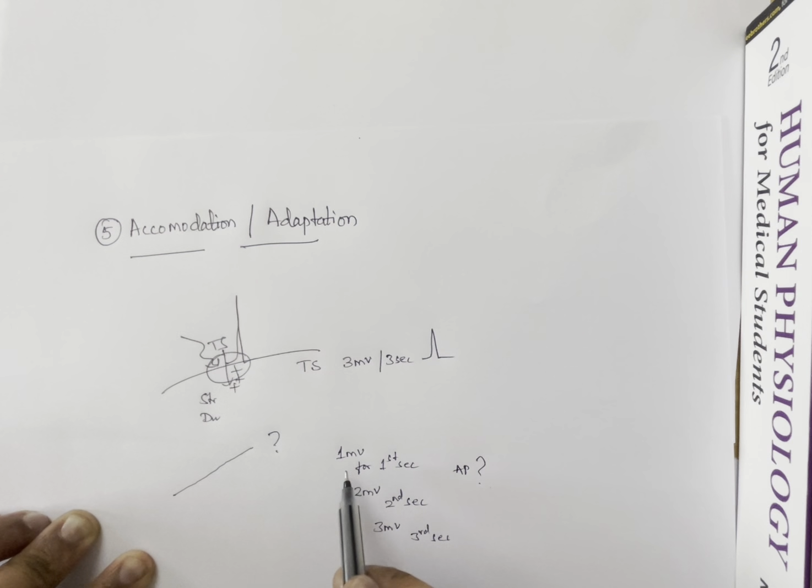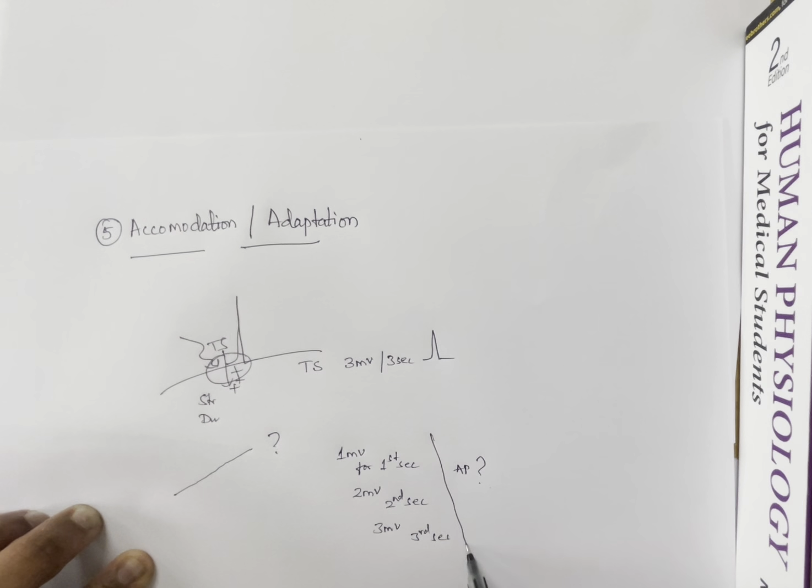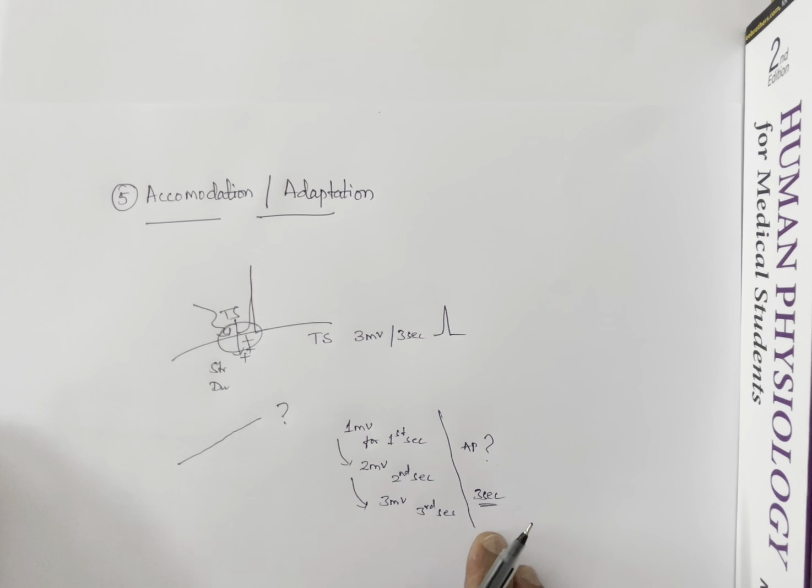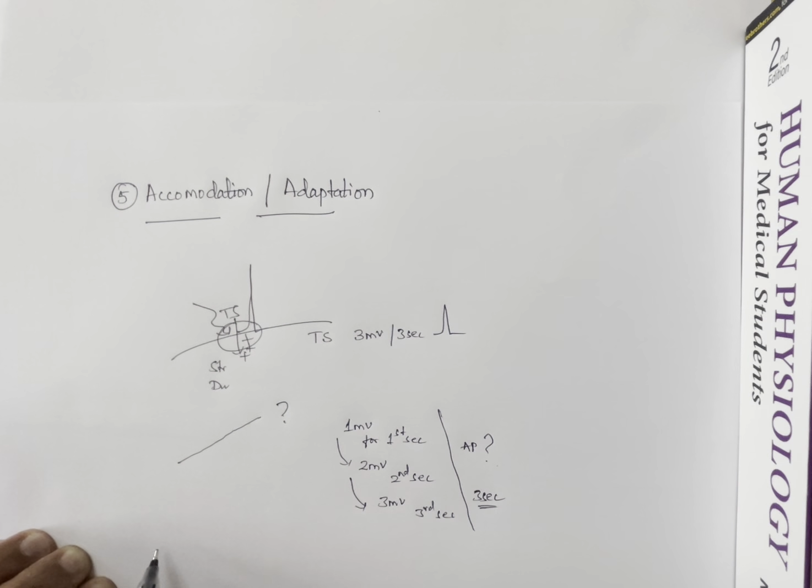So for how long the current is applied here? The stimulus is applied for 3 seconds. But the strength of the stimulus is slowly increasing. So does this generate action potential? Does this generate action potential? We'll explain now. So what happens when the current is applied slowly?